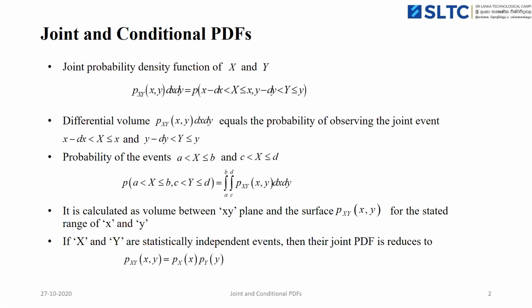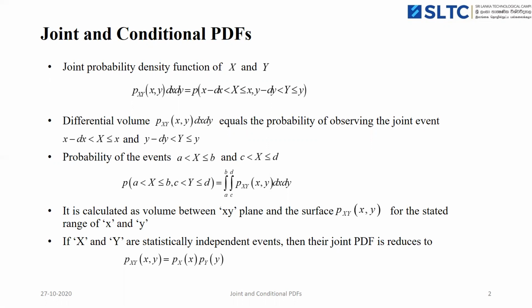Now consider the two random variables x and y, which vary from minus infinity to plus infinity. In these random variables, we can take some event in a limited range. For the random variable x, we can take the region from x minus dx to x, and for random variable y, we can take the area from y minus dy to y. Then we can find the probability for these two events in the given range. It will give the joint PDF function for the random variables x and y.